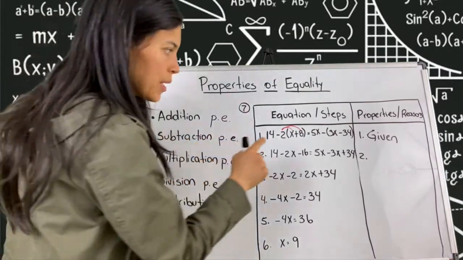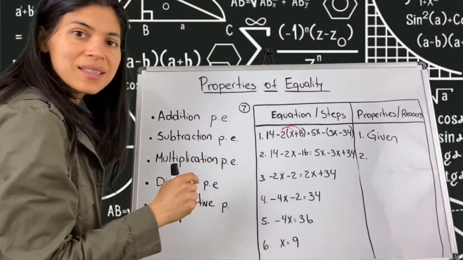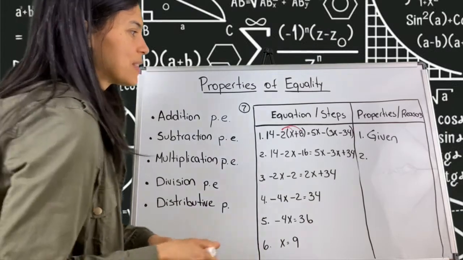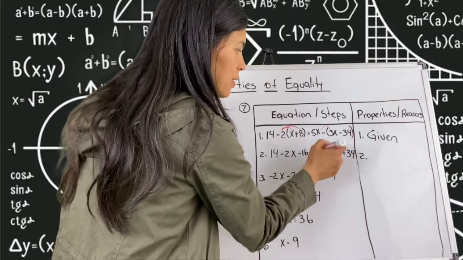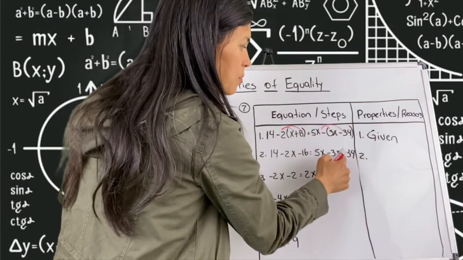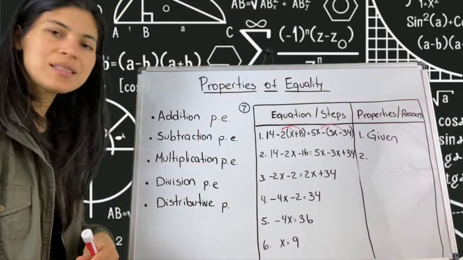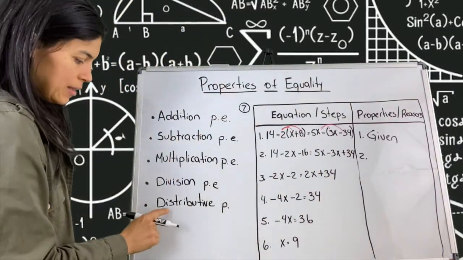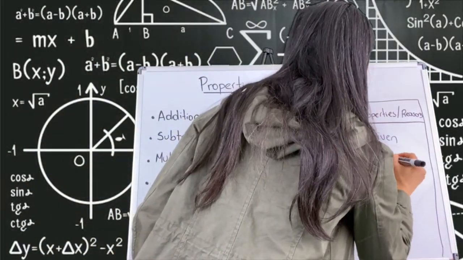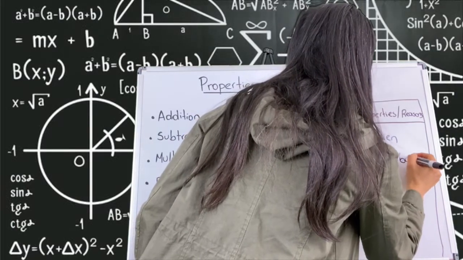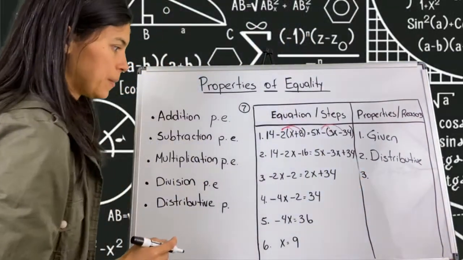Let's see if they did something else on the other side. They put the 5x here, and they took out the parentheses. How did they do that? Since it's parentheses, they multiply just the symbol. Negative times positive is negative, and negative times negative is positive. Minus 3x plus 34. So they did distribution on both sides. They used the distributive property. Let's write it over here. Distributive.